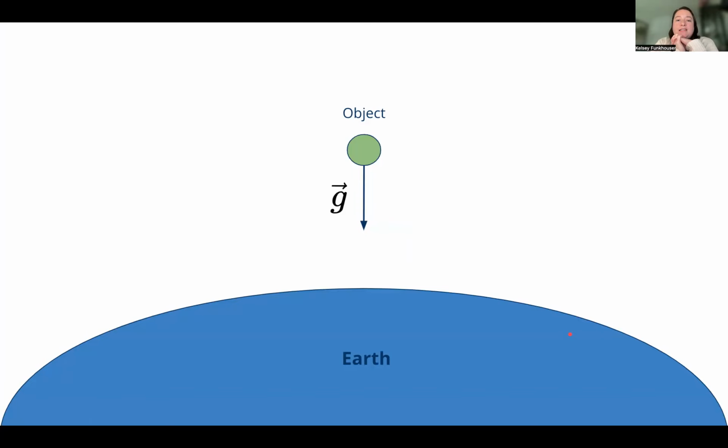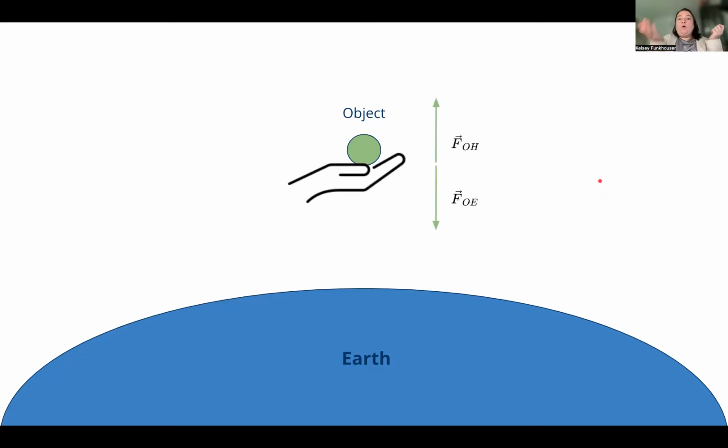We assume the Earth's surface is an inertial reference frame, and the acceleration of our object is g, the free fall acceleration, or the acceleration due to gravity. That also tells us that the sum of forces, which is mass times acceleration, because again this is Newton's second law, is equal to mass times the acceleration due to gravity. So we have that situation where there is that force from the Earth on the object, but then what if instead we hold the object?